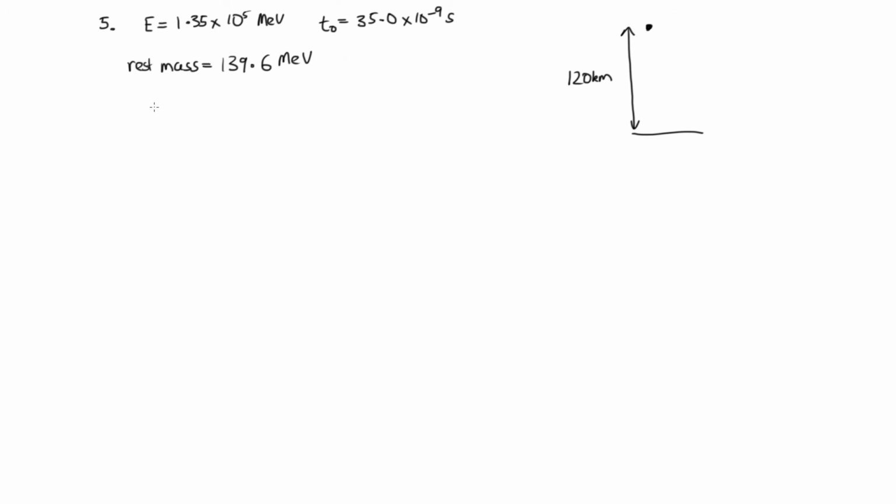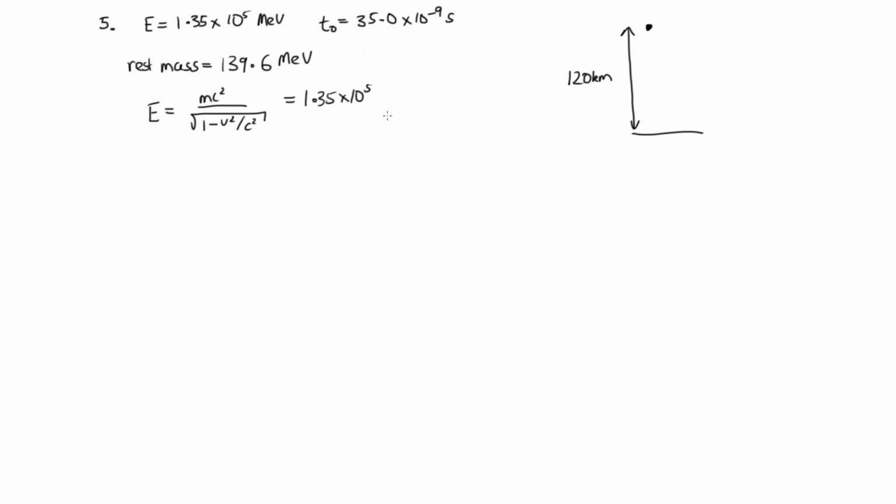Okay, so let's look at the equations that we'll need to use. We'll need to use our equation for the total energy. The total energy is equal to mc squared over the square root of 1 minus v squared on c squared, where v is how fast the particle is moving. And we're told that that is equal to 1.35 times 10 to the 5 mega electron volts.